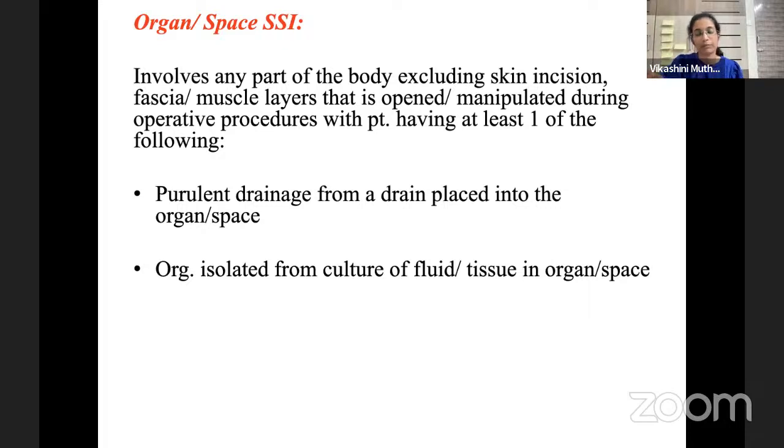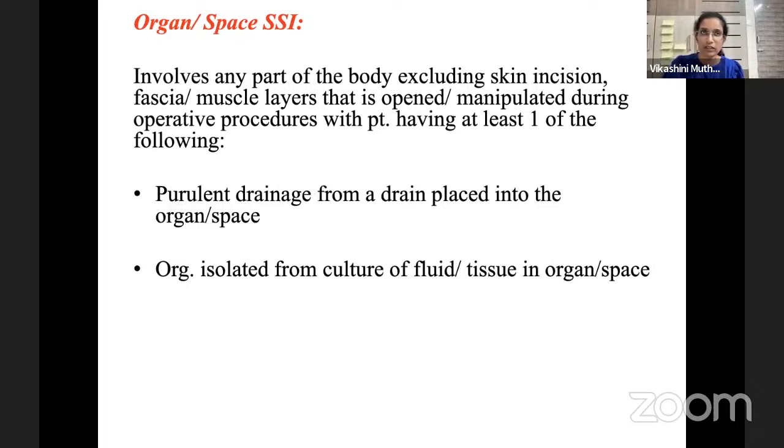Here, the pus discharge must be from either drain. Like after surgery, you place a drain, and then during the rounds, say in the third or fourth post-operative day, or somewhere around the 6th to 7th post-operative day, if you see some pus in the drain tube, but the incision site is absolutely normal, then it is called organ or space. Yeah, the drain would have been communicating with either any organ or the space.